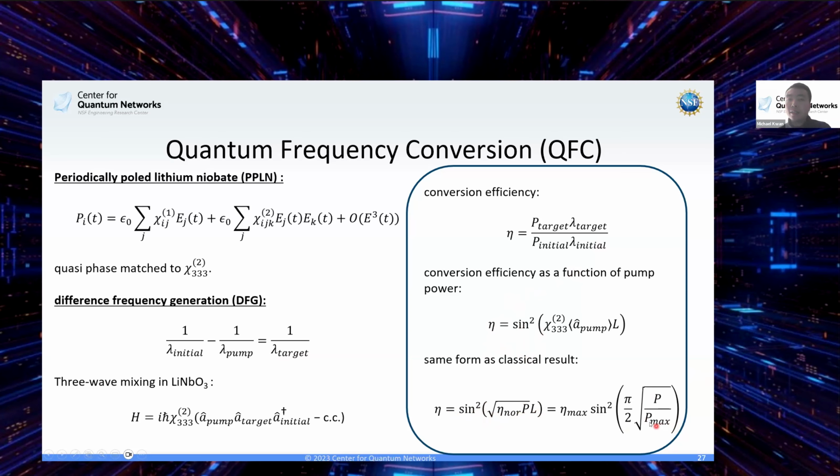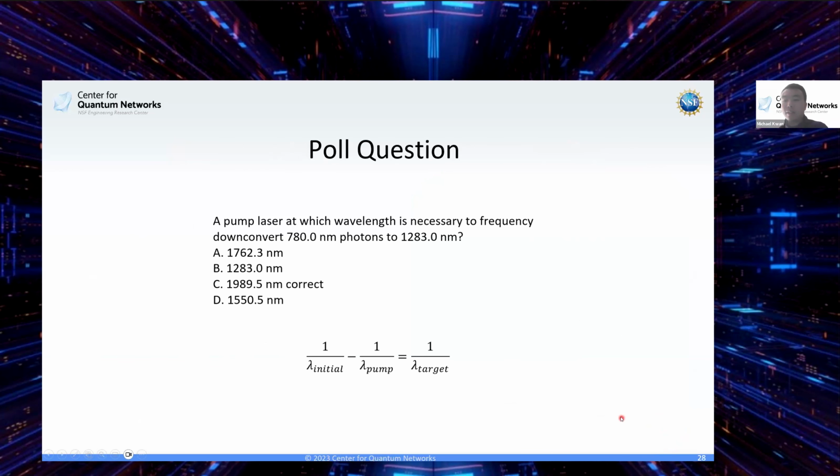So that tells us that there is a maximum power of pump photons you put in, such that you get a peak conversion efficiency. And if you put more power above that, the efficiency starts to go down from the peak. So that would be important in verifying we have the right setup.